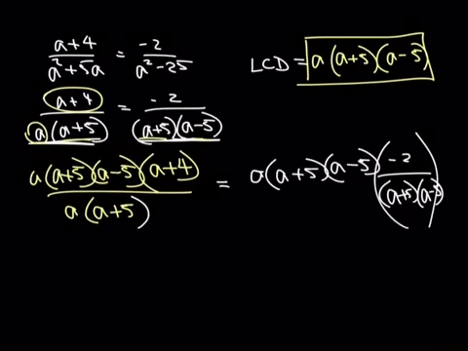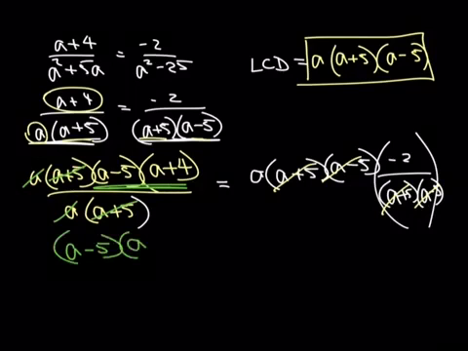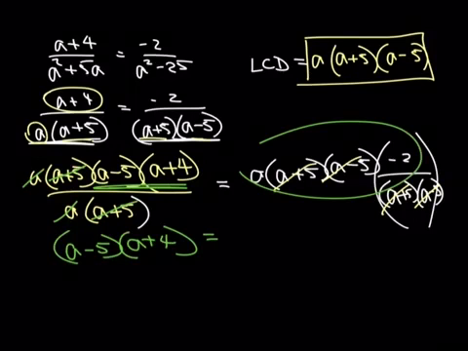So what can I do? I can cancel this a plus 5 with that one, with that one. You better be able to get rid of all the fractions. That's the whole reason we do this. If you can't get rid of the fractions, then you did something wrong. So I'm left with that, and over here I'm just left with the negative 2 and the a.